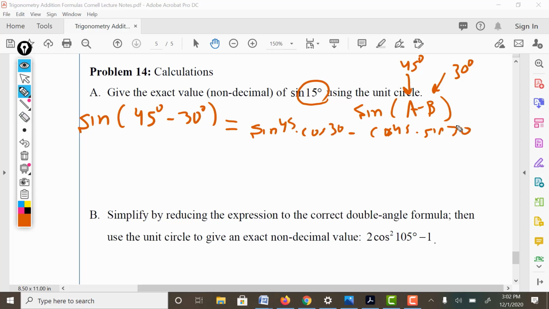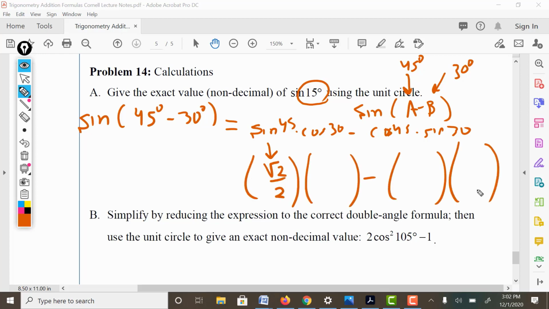Now you'll need to look at your unit circle and give me exact values for these. So for example, sine of 45, that's radical 2 over 2. Cosine of 30 is radical 3 over 2. Cosine of 45 is radical 2 over 2. And sine of 30 is 1/2. Again, you must use your unit circle for these. You have to use the actual fractions.